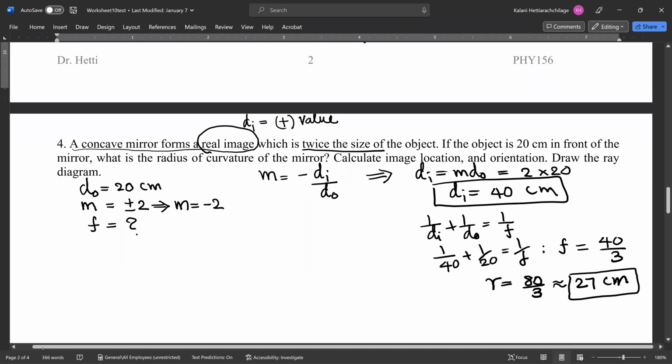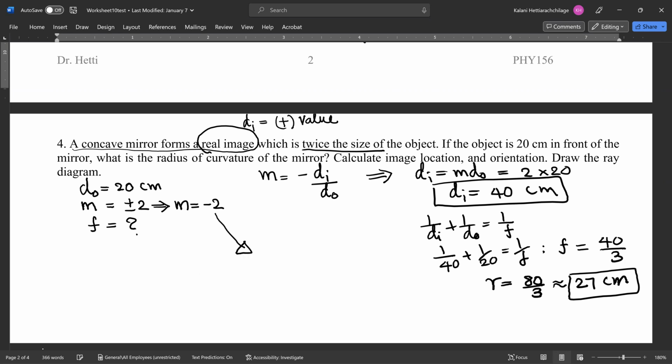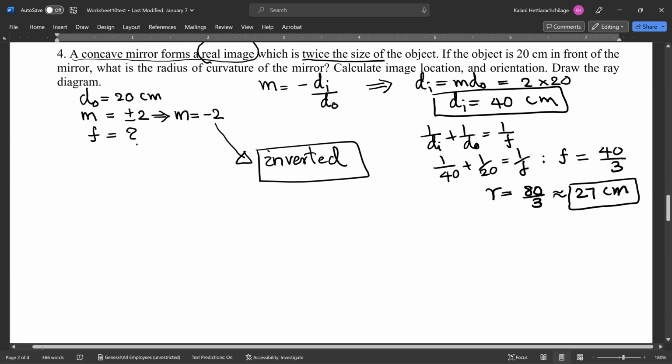Okay. So now I need to find the image orientation also. For image orientation, you don't need any calculation here, because the image orientation is explained by using this information. Image orientation is what? It is negative now. Negative means it is inverted. We found all the information theoretically. So now I need to draw the ray diagram. Let's draw the ray diagram for the concave mirror.